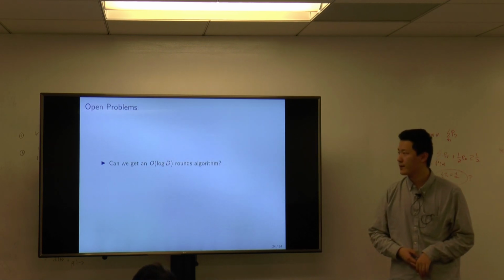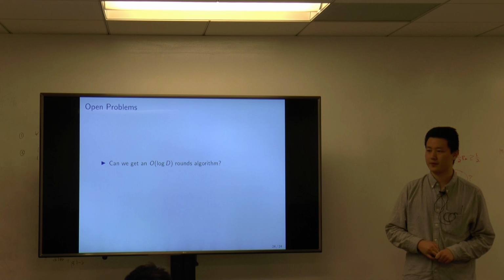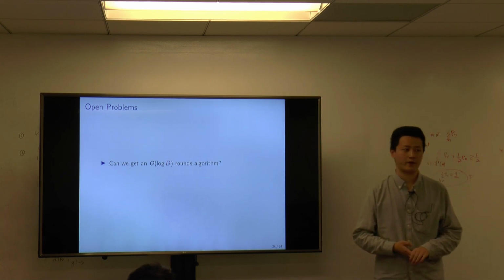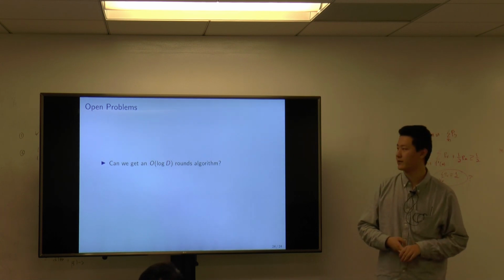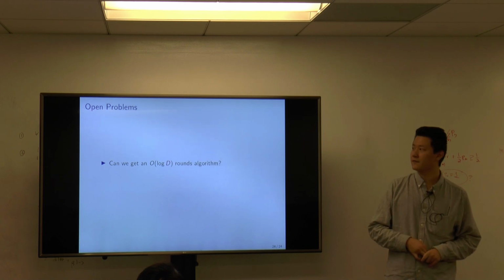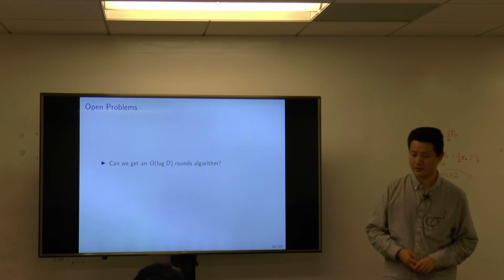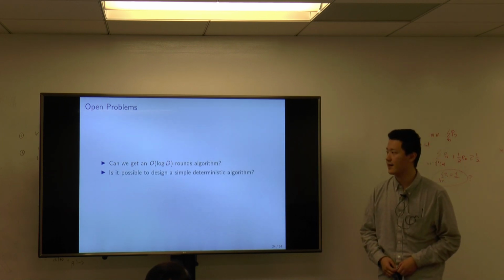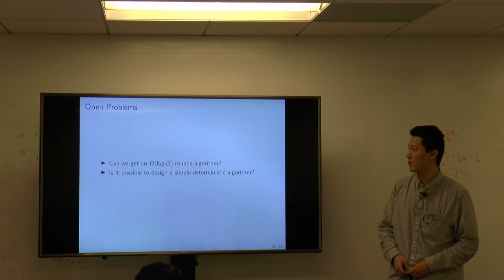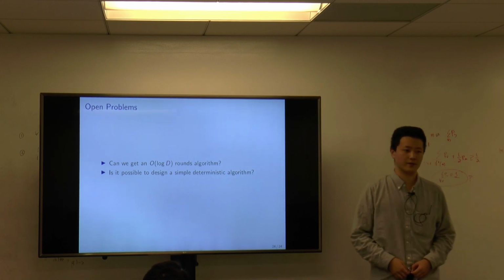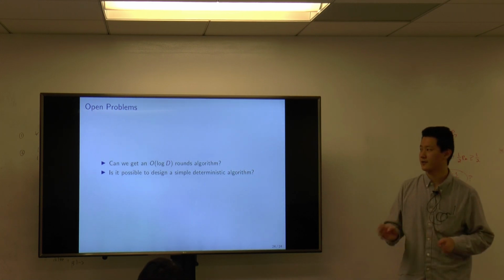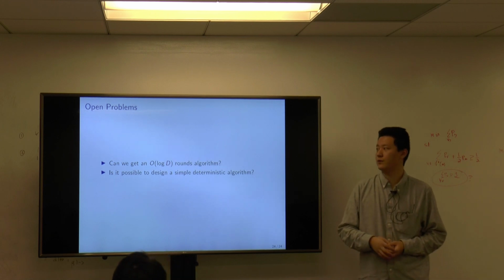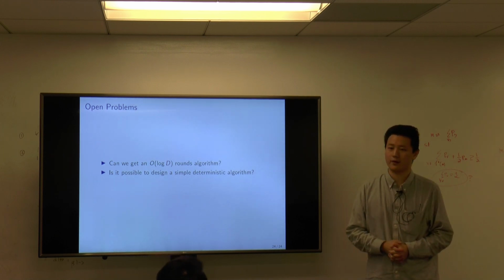So here are some open problems. Can we get a log diameter rounds algorithm? Because in our algorithm we have an additional log n factor, but I believe the true bound should be log diameter. So how to get this? And is it possible to design a simple deterministic algorithm? Because our algorithm uses the random leader contraction technique, I don't know how to design a deterministic algorithm.